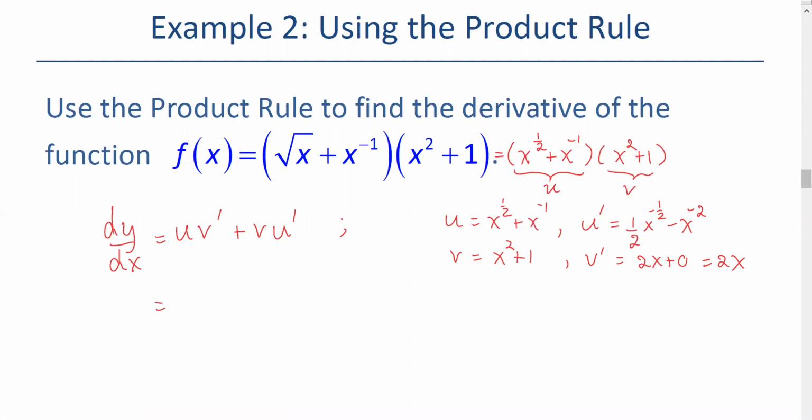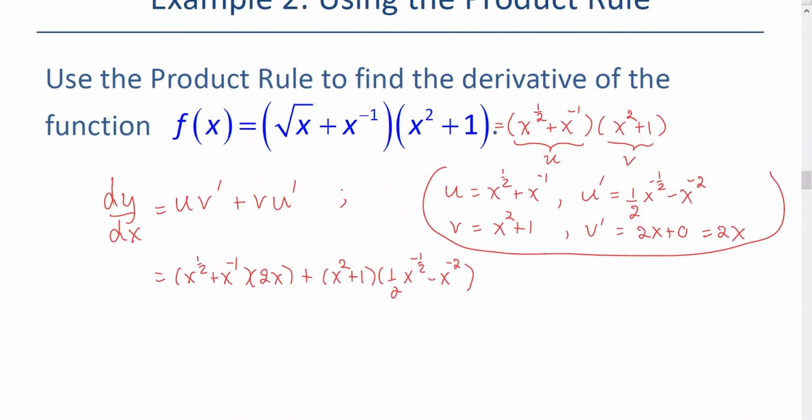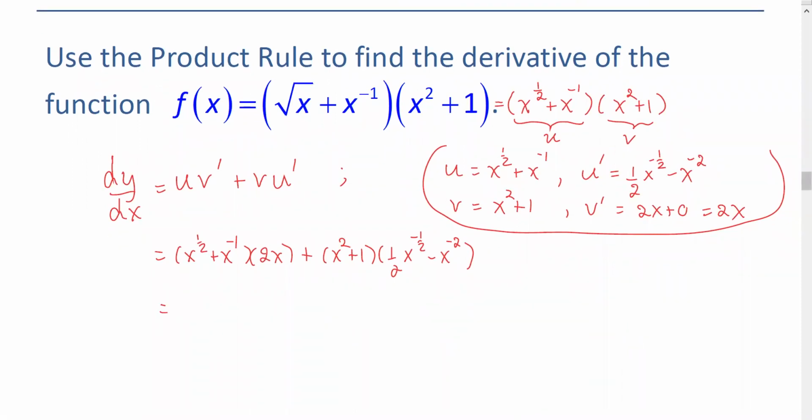So dy by dx equals the quantity u, which is x to the 1 half plus x to the negative 1, multiplied by v prime, or 2x, plus v, or x squared plus 1, times u prime, which is 1 half x to the negative 1 half minus x to the negative second. And then we simplify by multiplying 2x to those two terms for the first product and distributing x squared plus 1 to the second group for the second term. So 2x times x to the 1 half becomes 2x to the 3 over 2. And 2x times x to the negative first becomes positive 2.